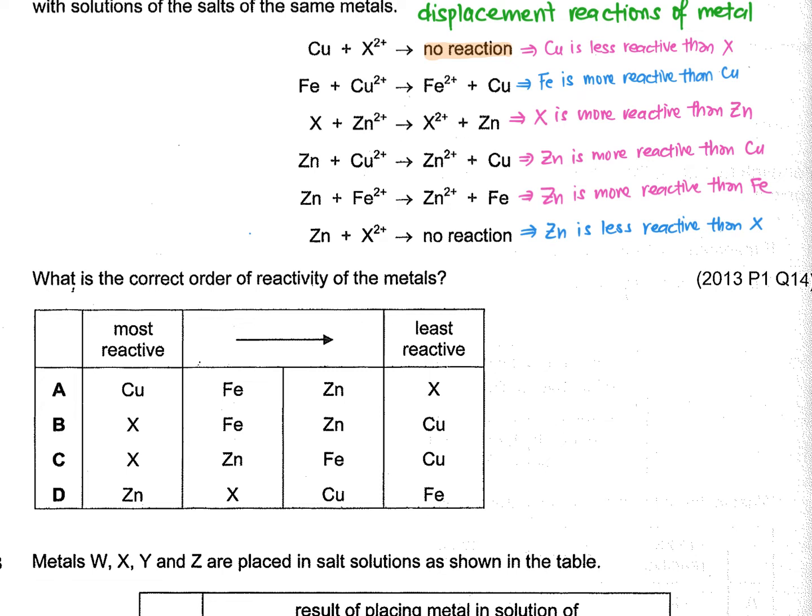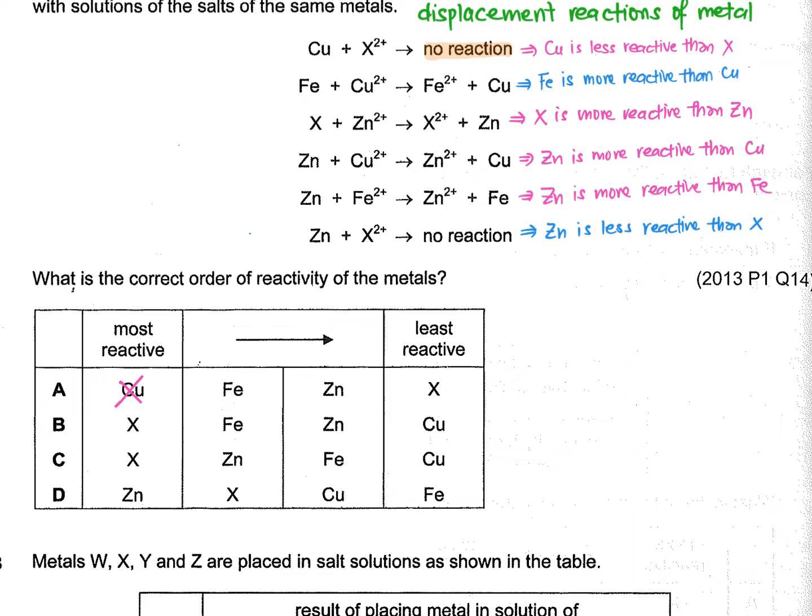You realize that the first option is not correct because it states that copper is the most reactive metal, which we know is not. Copper is actually an unreactive metal, so it has to be placed on the right instead of on the left. Then you look at your option B.